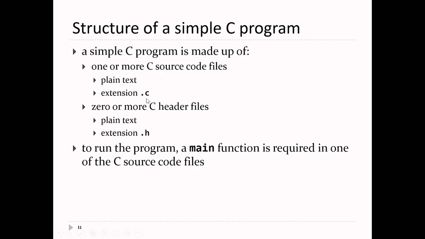Normally C programmers name their source code files with a .c extension. It's just plain text, so you can use any plain old text editor to read it. Header files are also plain text. They typically end in extension .h. For a C program, just like a Java program, you need a main function somewhere. So a main function is required in one of the C source code files.